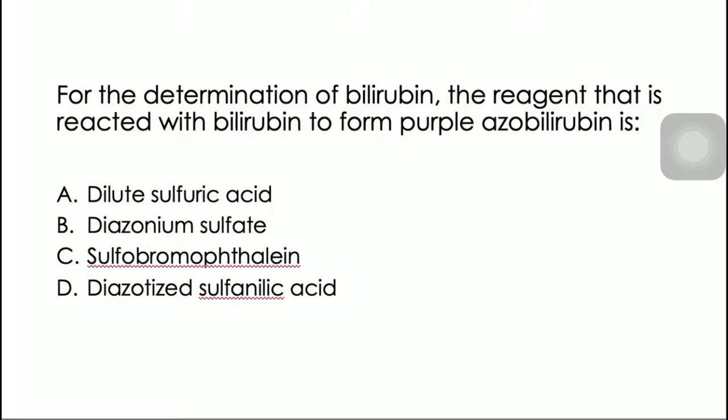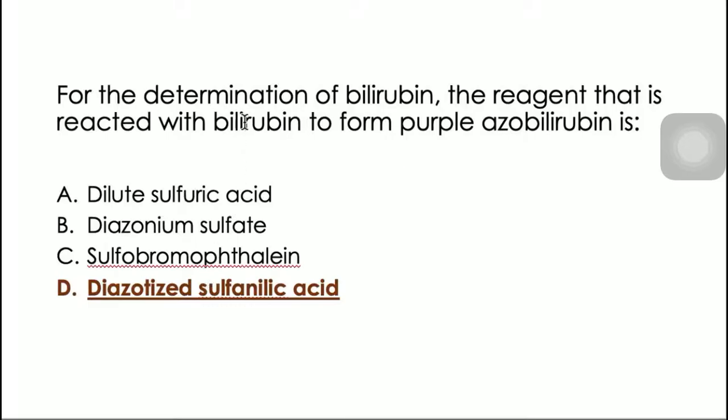Okay? Next, let's now move to the different methods that we are employing in the measurement of your bilirubin. In particular, this one shows your Van den Bergh reaction, or basically the diazotization of your bilirubin to produce the purple azobilirubin. So for the determination of bilirubin, the reagent that is reacted with bilirubin to form your purple azobilirubin is your letter D, diazotized sulfanilic acid. Tama? Your diazotized sulfanilic acid.